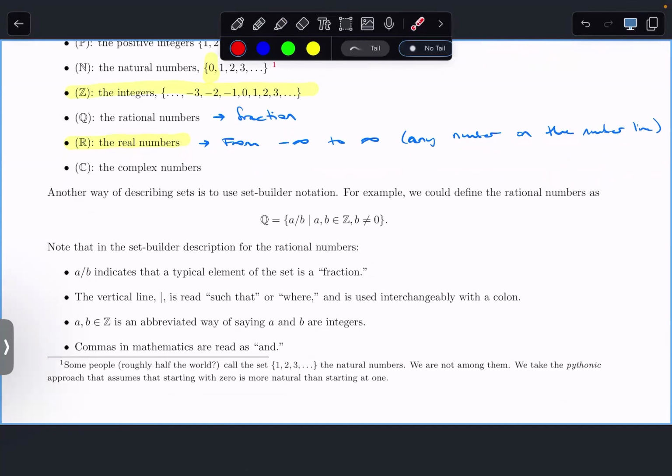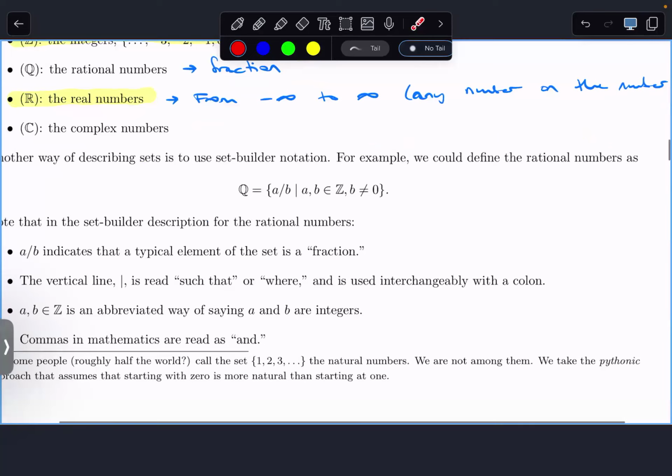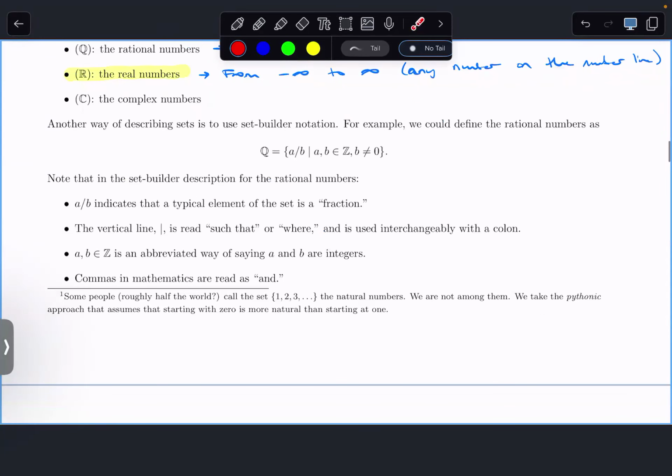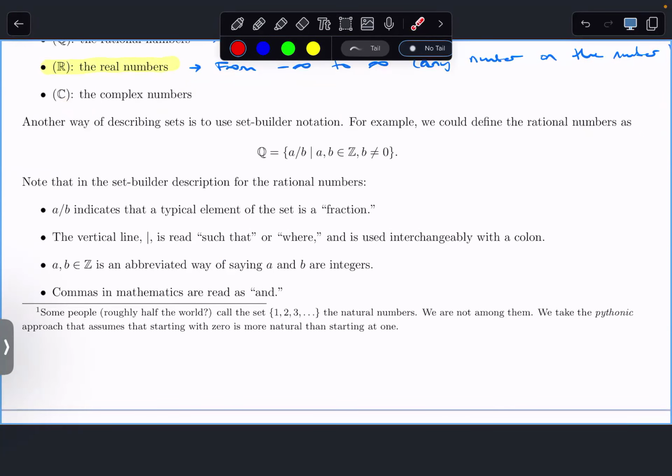Questions so far? Terminology. How about some more? Have you used set builder notation before? It looks like this.